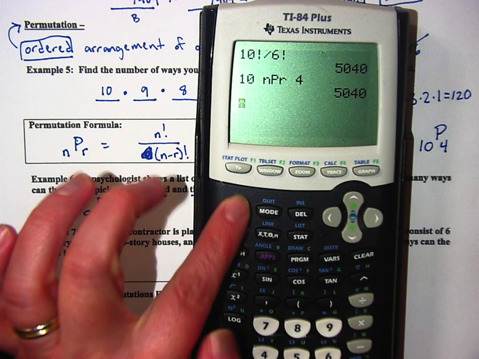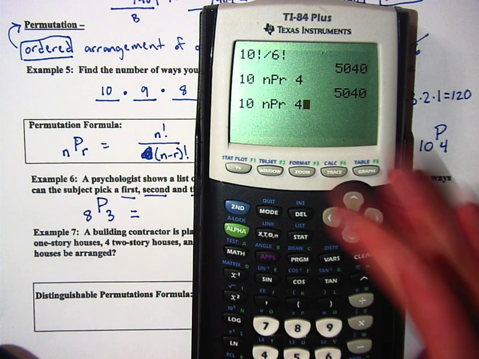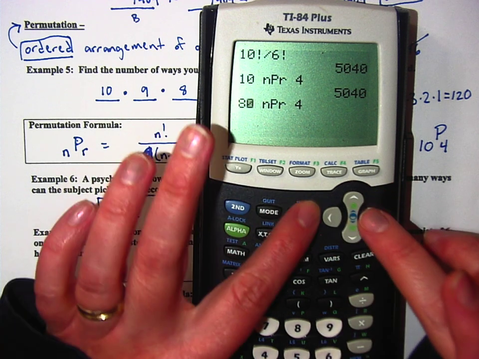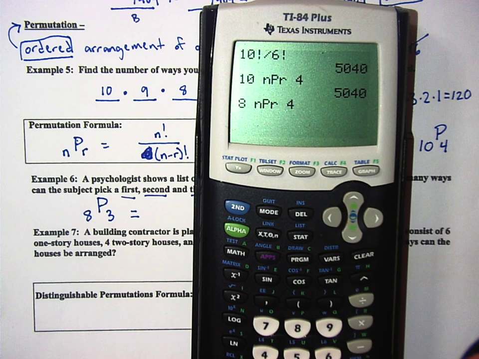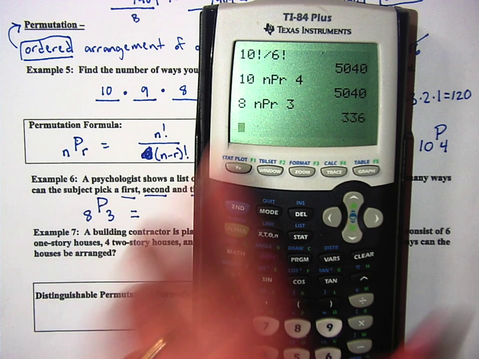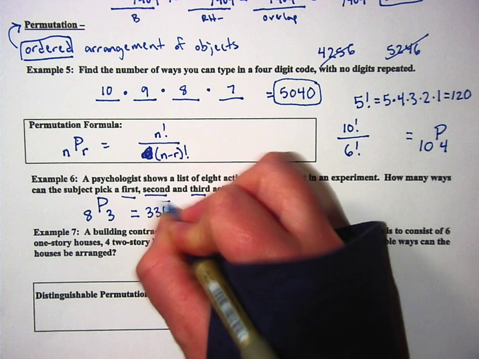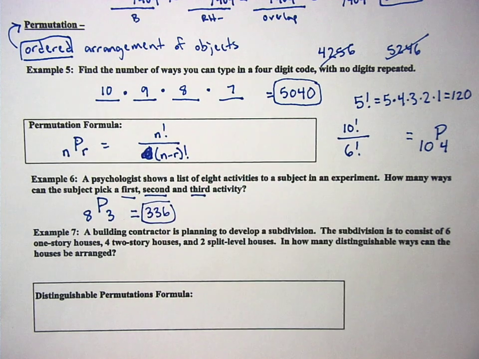Remember that on your calculator, if you want to repeat the same action, you can just hit second enter. I don't know if I've taught you guys that yet. And then I'm just going to change that to an 8. And then a 3. 8 permutation 3 is 336. That's how many different ways you can just pick the first 3 activities, but remember, order matters.